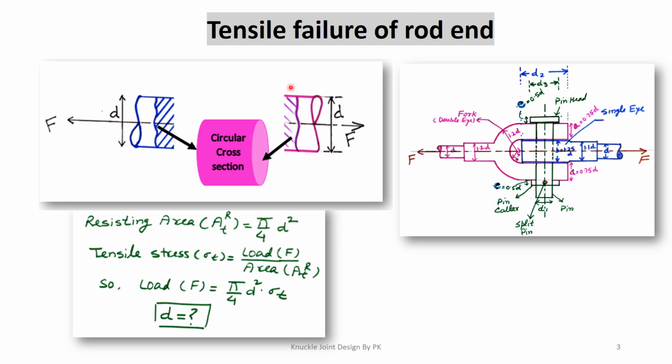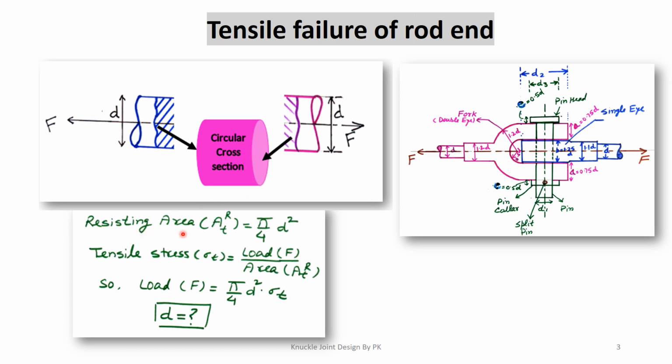So here, suppose this member or rod fails from this section, and this left side rod fails from this section. We apply tensile load here. If you see the cross section of this one, it is a circular cross section, and because the force is tensile in nature, the area resisting the tensile failure is pi by 4 d square, because d is the diameter of this one.